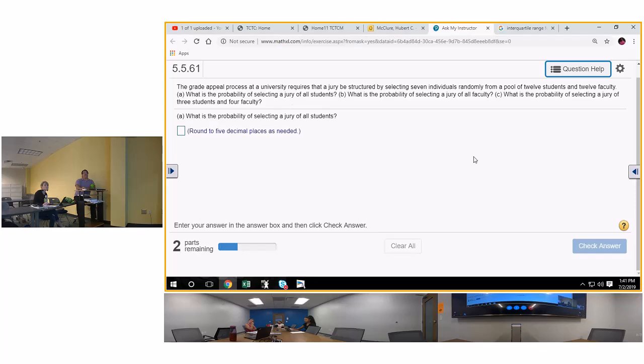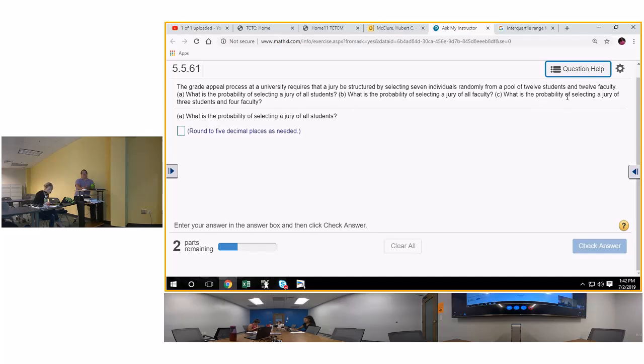So those are combinations. First one's 24 combination of 12. Wait a minute, let's make sure. How many is there on a jury? The grade appeals process requires that the jury be selected by selecting 7 individuals from, okay? So that's going to be 24 combination of 7, and then 24 combination of 7 again, should be the same because there's 12 students and 12 faculty. So A and B is going to be the same.